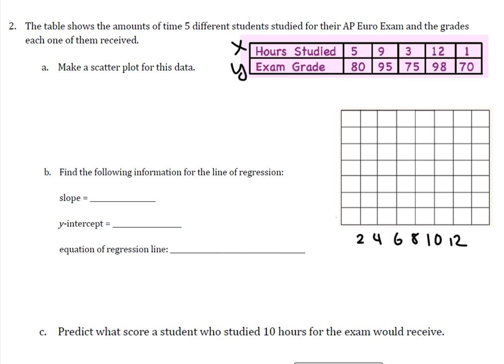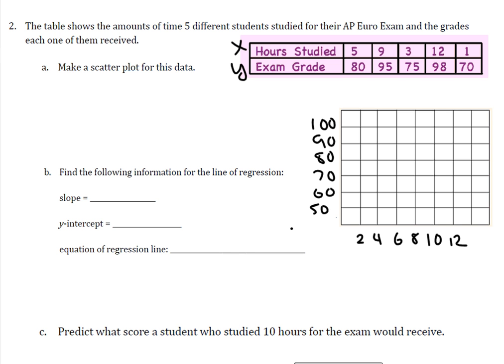The exam grade, we'll start at 50. We'll go 60, 70, 80. Nope, can't do that. Let's just go every other one. So let's go 50, 60, 70, 80, 90, 100. All right, so the hours studied.